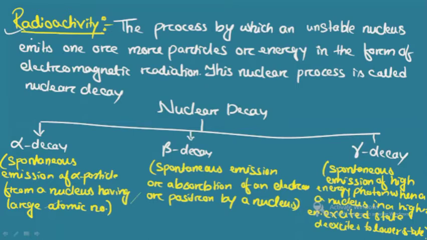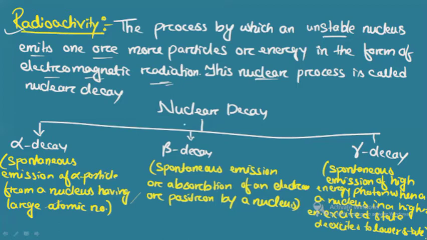So you see, the radioactivity process is the process by which an unstable nucleus emits one or more particles or energy in the form of electromagnetic radiation. All right, it is the phenomenon of emitting light fragments from an unstable nucleus spontaneously. So it is also known as nuclear decay. By this process, an unstable nucleus emits one or more particles in the form of electromagnetic radiation. So this is what radioactive decay is.